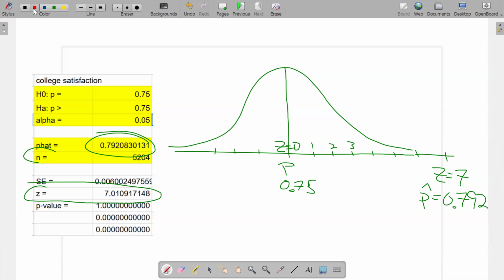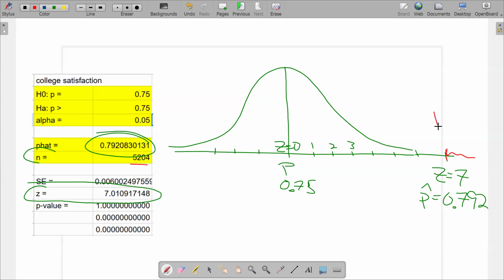Okay, so what a hypothesis test says to us is: is the sample value very far from the null value? Sometimes it is and sometimes it isn't. Like with the mixed nuts, they weren't far apart. Here, the Z-score says they are very far apart. To say it's more like 75% is an understatement. Way more than 75% of first-year students were satisfied. For a sample size of 5,204, 79% is way higher than 75%. They're not in the same ballpark.